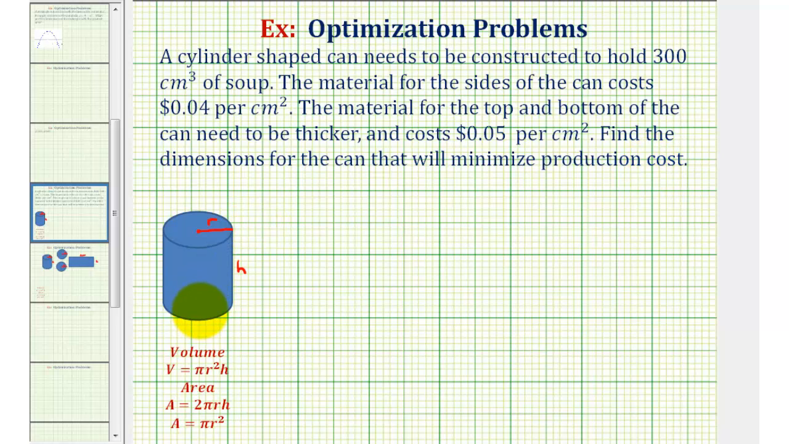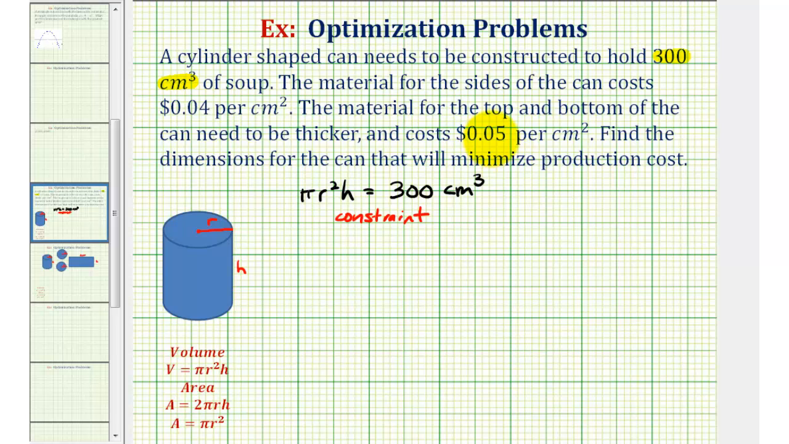So the first thing we should recognize about this problem is that the volume of the can, or the right circular cylinder, must be 300 cubic centimeters. And since the volume of a cylinder is equal to pi r squared h, for this problem, pi r squared h must equal 300 cubic centimeters. And this is called the constraint.